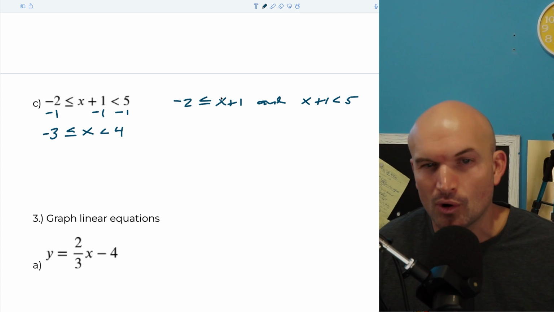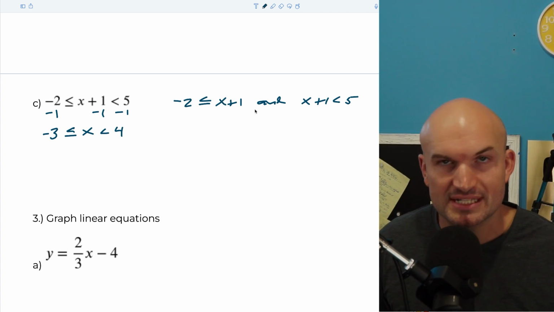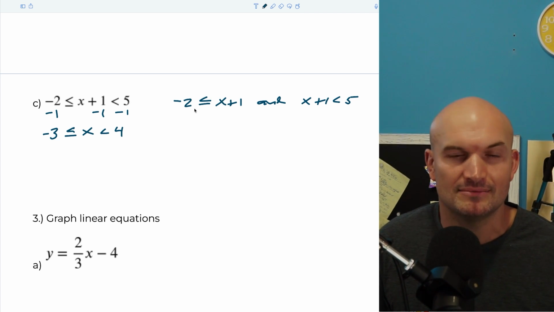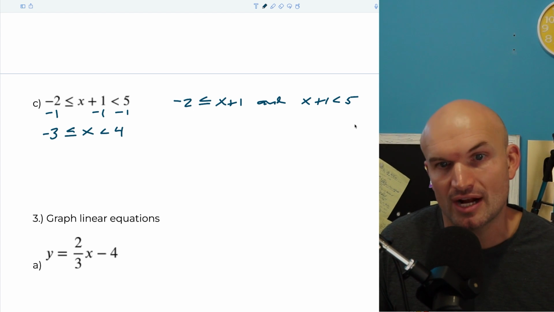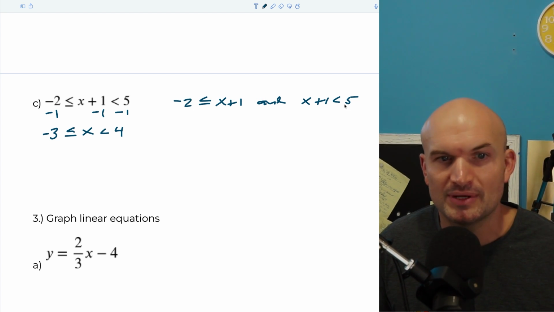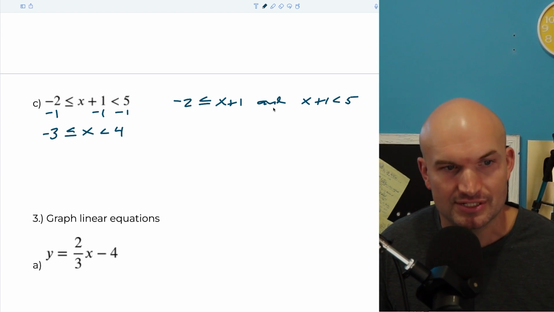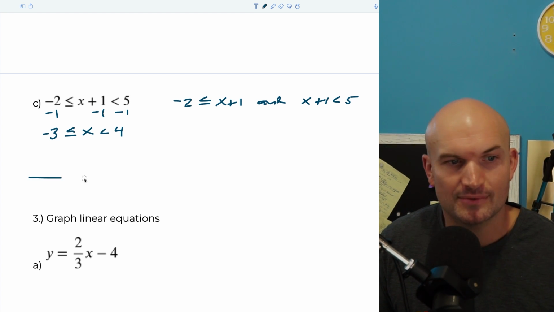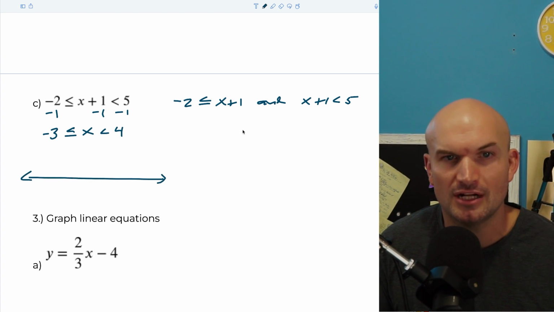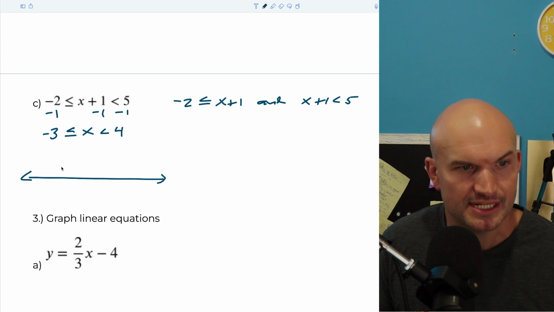I think doing it this way is a little bit more difficult, but it definitely is still important to be able to do it. You could do it separately and then find the intersection. But the reason why I like doing it this way, actually, I'll do it that way as well, just in case, so you can see.